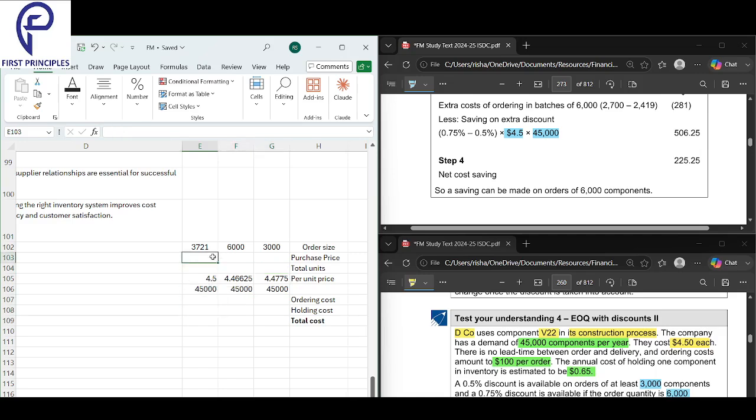Right? Our total purchase price for one full year will be the multiplication of the 45,000, which will be my annual demand, into price per unit. Same thing in all the three cases. So these are my purchase price for all the 45,000 units. These are my total purchase price. How have I got this?